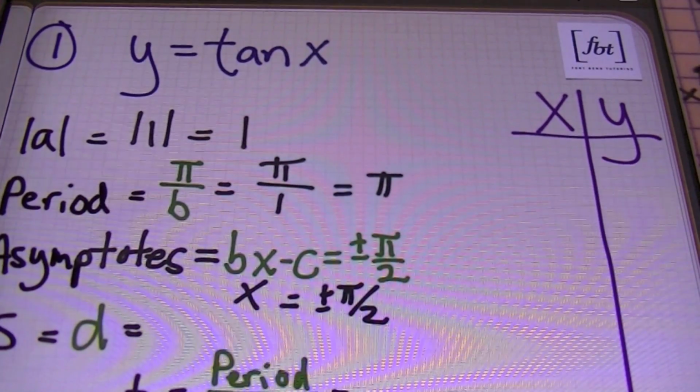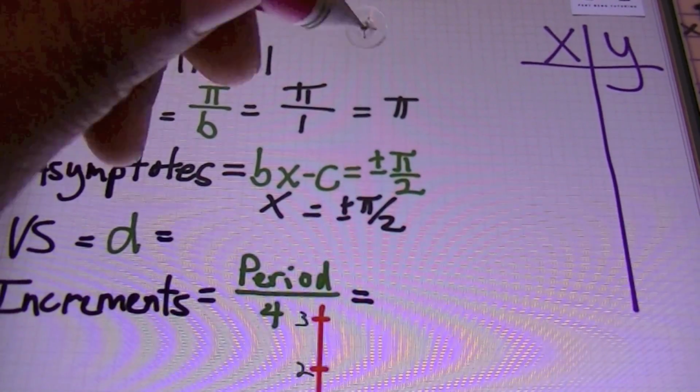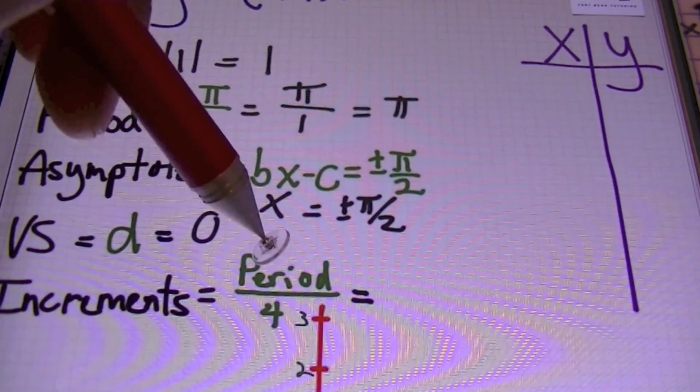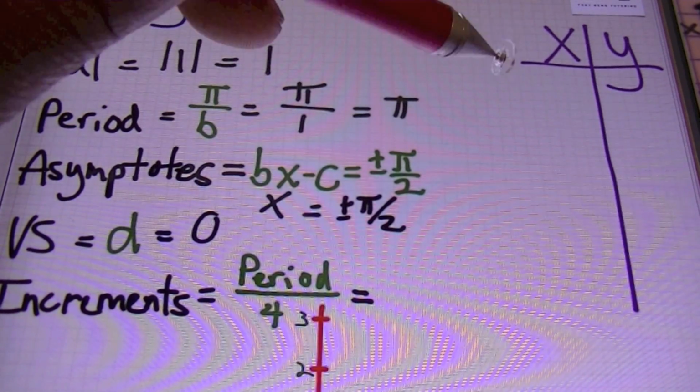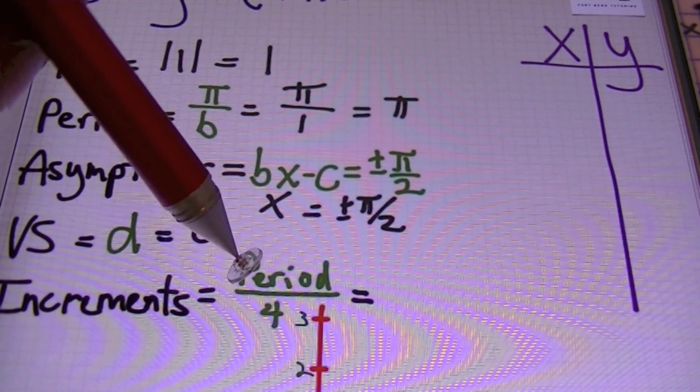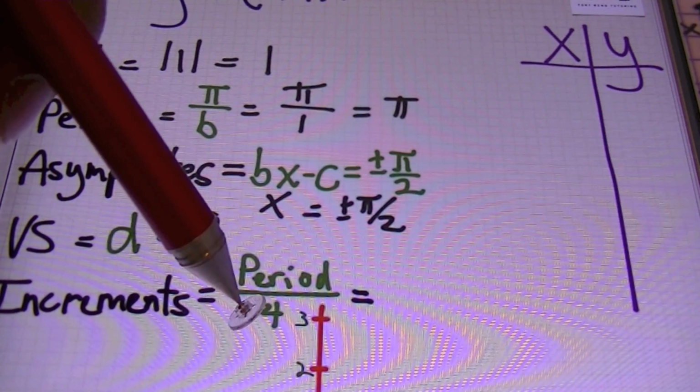I don't have a d value in the original function, so that means that my d value is 0. And then finally, in order to get the increments, those values that's going to assist me with filling out my XY chart, I'll need to find out the period divided by 4.